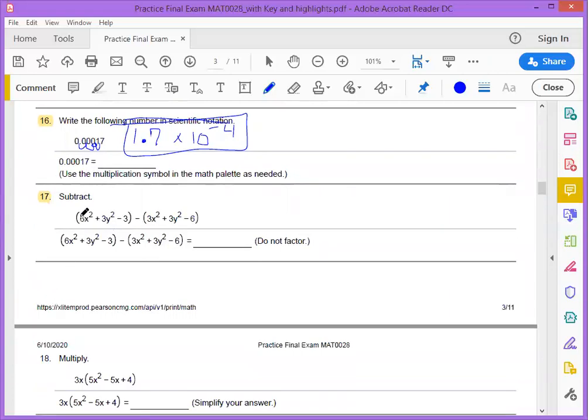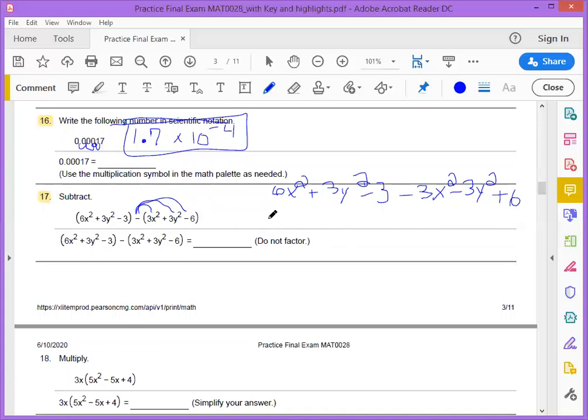Number 17, we have 6x squared minus 3y squared minus 3, and minus, in parentheses, 3x squared minus 3y squared minus 6. We've got to remember to distribute here. Distribute this minus symbol. So our first term remains the same: 6x squared plus 3y squared minus 3. And now minus, we're distributing the minus sign here, minus 3x squared minus 3y squared plus 6. A negative times a negative makes that plus 6.